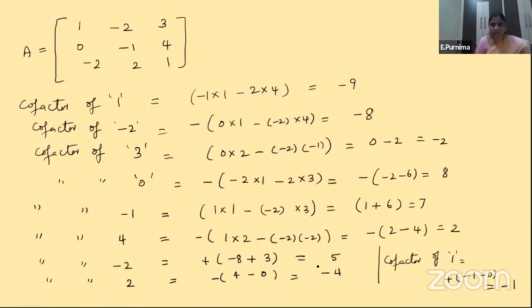Here it is minus 5, children. Minus 8 plus 3 is minus 5. So it is. Let us write the elements here, the cofactor matrix of A. What are the elements we are getting, children?